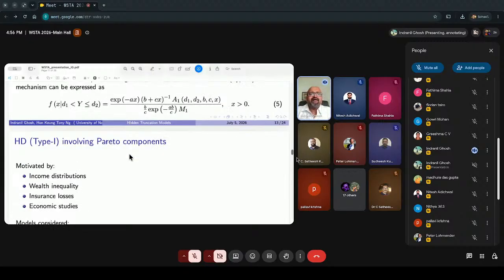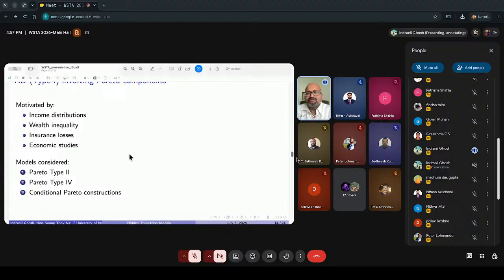And then the other case in terms of hidden truncation was involving Pareto components, because the Pareto distribution is useful in income modeling. In my view, that was one of the motivating factors for people to explore this latent variable modeling, at least from the economics point of view. So it is used for wealth inequality, insurance losses, income distribution, and many other types of economic studies.